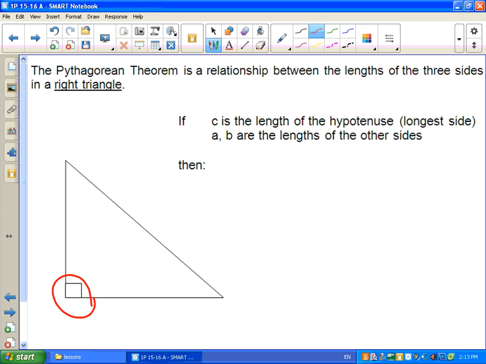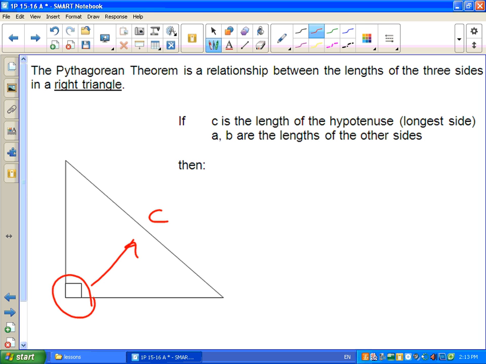This square down here in the corner tells us that this is a right angle or a 90-degree angle. So we know that this is a right triangle. What we want to be able to do first is label the sides in this triangle. So this is our Pythagorean theorem over here. If C is the length of the hypotenuse, and this hypotenuse is always the longest side, or it's the side that is opposite this right angle here. So if we go across from the right angle, we would label this side C.